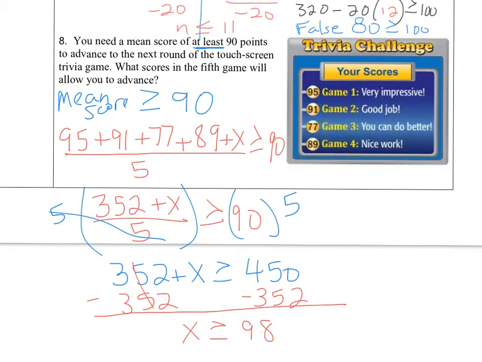So any scores equal to or above 98 will let you advance to the next round.